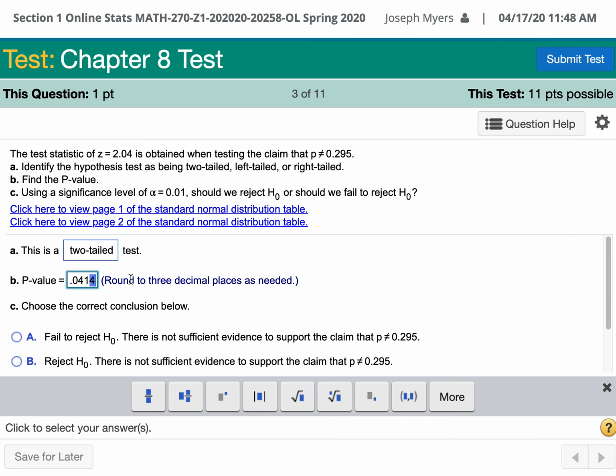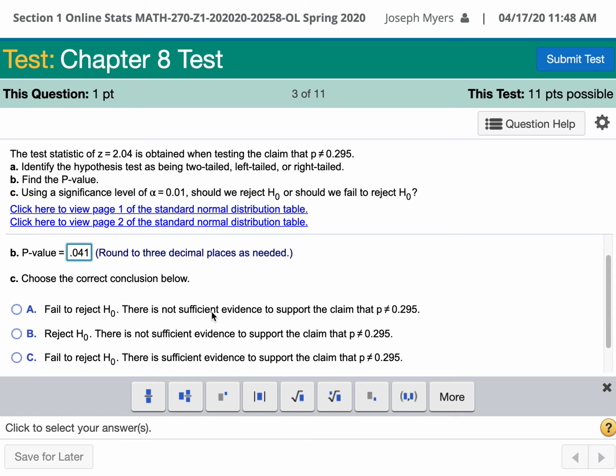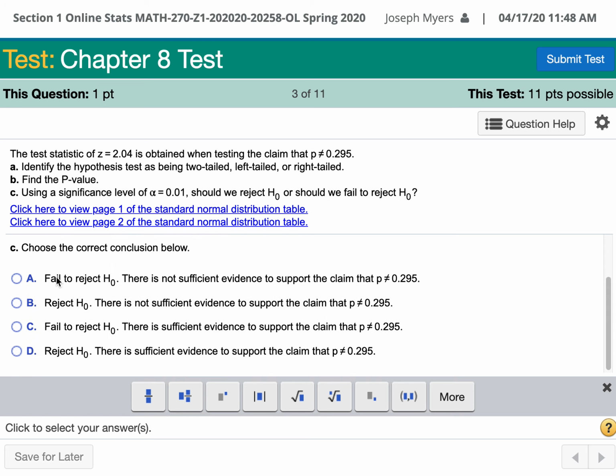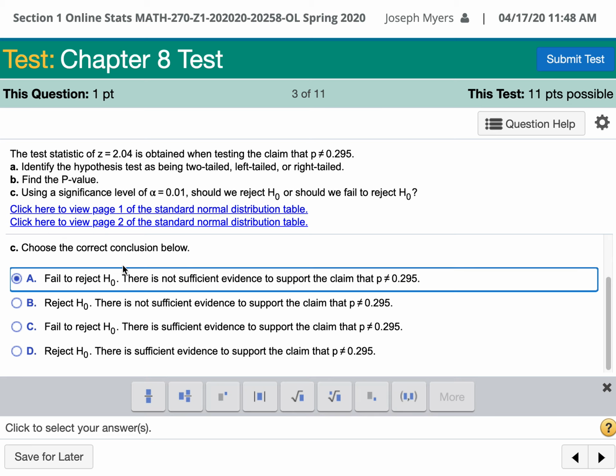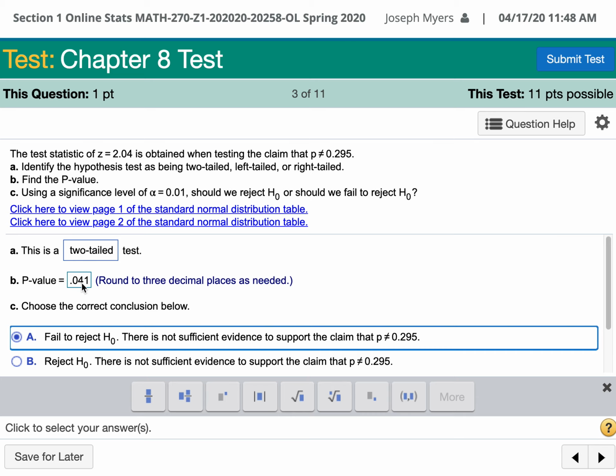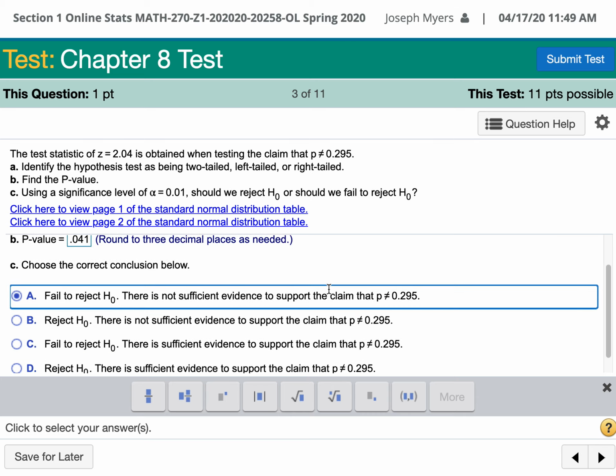If I round that off to 3 decimal places, it's 0.041. Now, if the p-value is less than the level of significance, then we'll reject the null. But that p-value is not less than that, so we will fail to reject the null, and when you fail to reject the null, that means there is not sufficient evidence to support the alternative hypothesis. So because the p-value is bigger than the significance level, we will fail to reject the null hypothesis because there is not sufficient claim to support the alternative hypothesis.